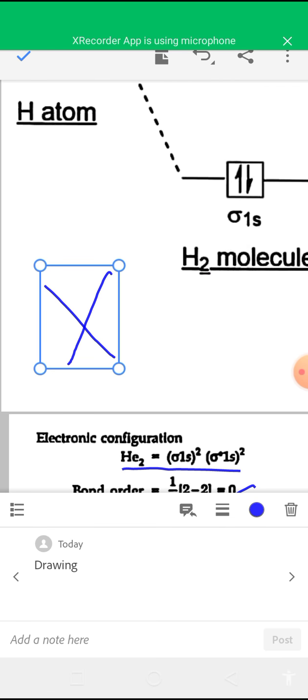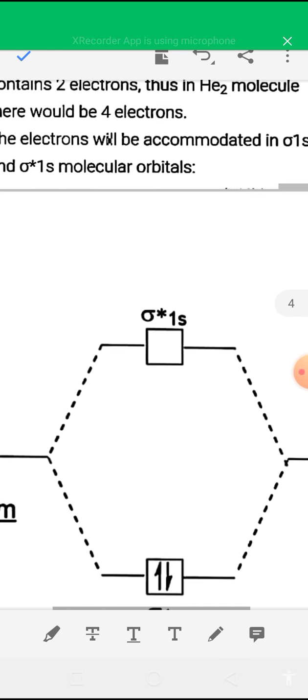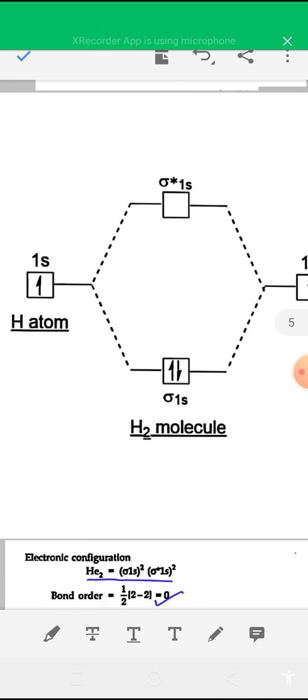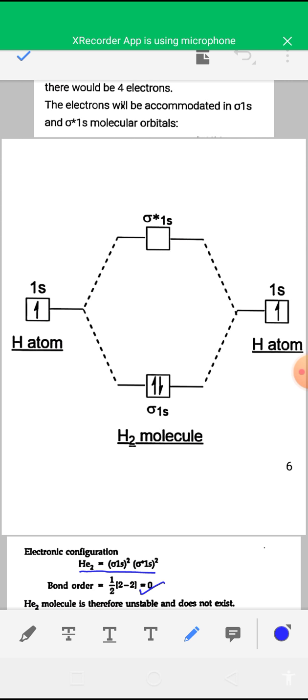Now see the molecular orbital electronic configuration of lithium, the Li2 molecule. First you have to know the electronic configuration of the lithium atom. Lithium means 3 electrons, 2 electrons in the 1s orbital and 1 electron in the 2s orbital. So similar to hydrogen, in lithium there are a total of two types of atomic orbitals, 1s and 2s.